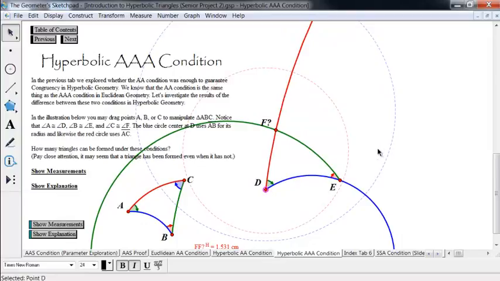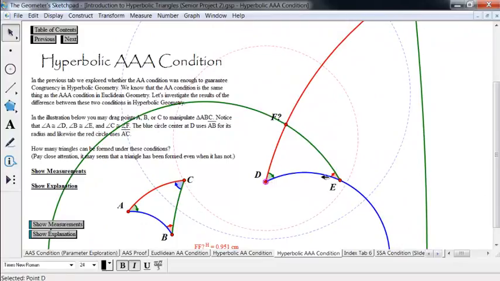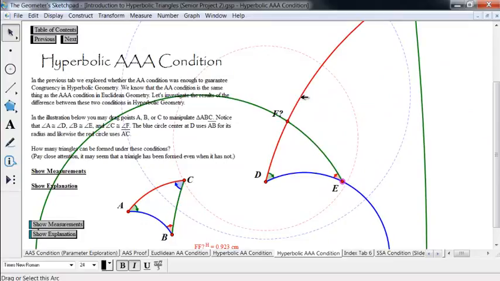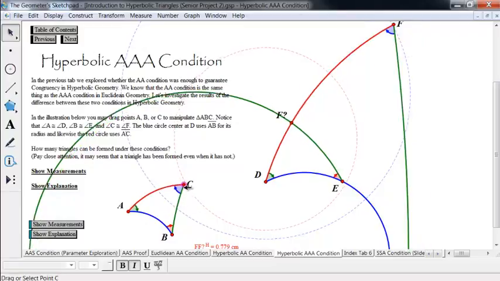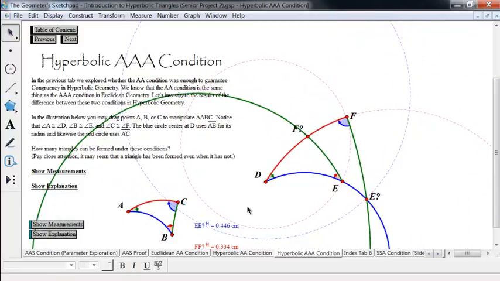Okay, so let's see if we can make sense of what's going on. We want point D to correspond to point A, B to correspond to E, and F and C to correspond. So we start with any point D we want. We make this angle here, so we generate these two rays so that the angle is the same as the green angle here. And notice as I change this, that green angle is going to change, and it's going to be congruent.